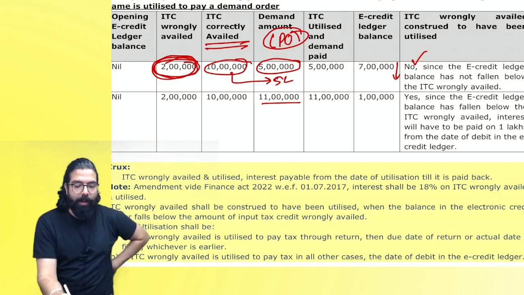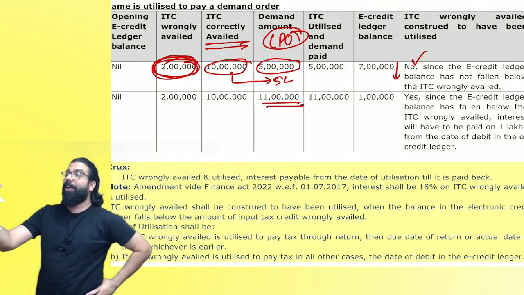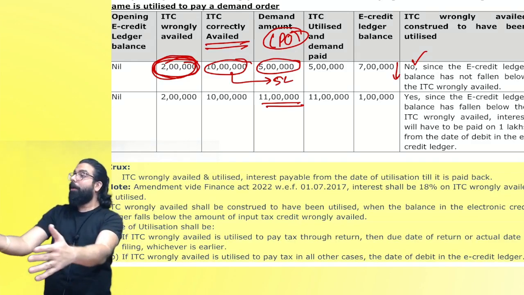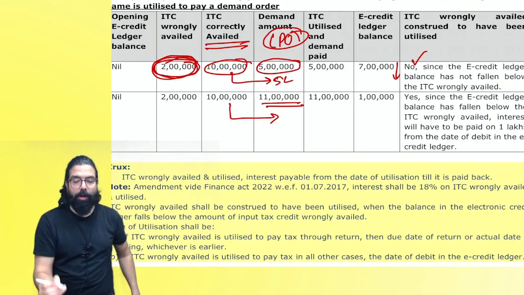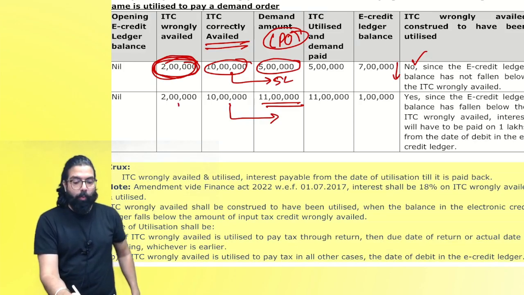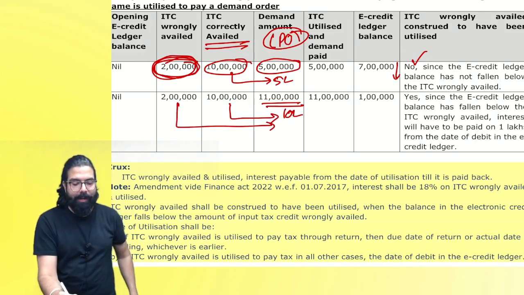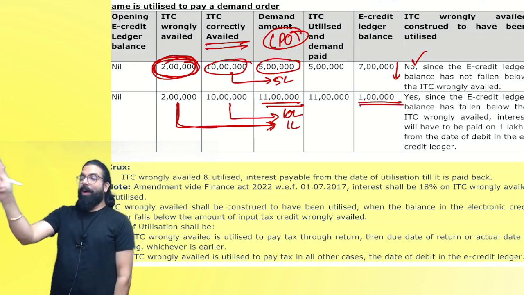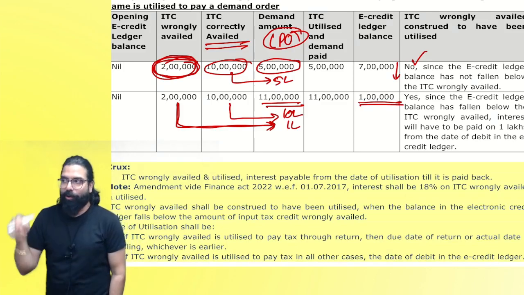Now, the officer gave you a demand of 11 lakh rupees. Baba, this is not a return liability. The officer gave you a demand order. What did you do? You paid 11 lakh out of correctly availed ITC. 1 lakh rupees you used from here, 10 lakh here and 1 lakh from wrong credit. So can you tell me, wrong credit remaining is 1 lakh. How much did you utilize? 1 lakh. Correct or not? Which day did you utilize it?